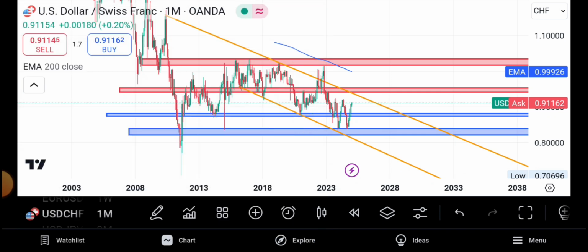So that is what I can see in the monthly time frame.